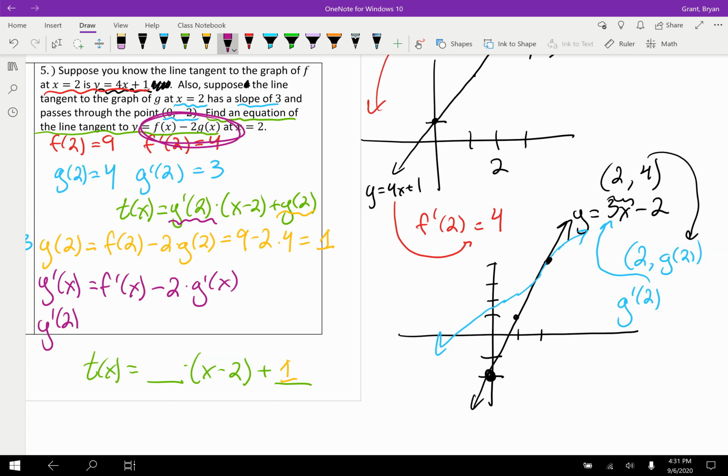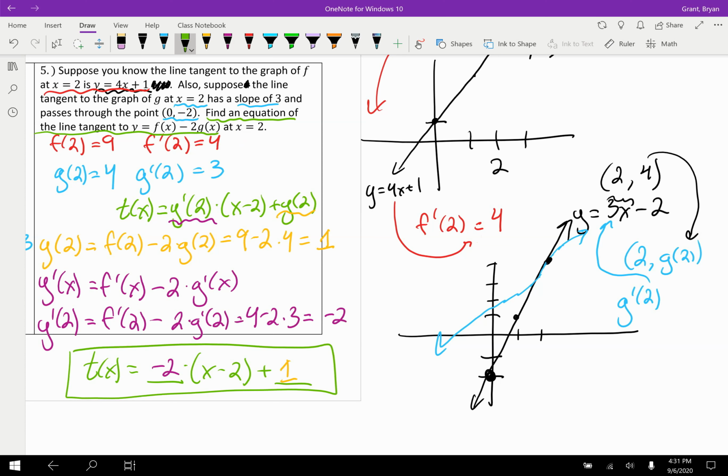We need to find y prime of 2. That's f prime of 2 minus 2 times g prime of 2. f prime of 2, well, let's see. f prime of 2, oh, we have that up here. That's 4 minus 2 times g prime of 2, which is 3. So that becomes 4 minus 6, which is negative 2. And we have our tangent line.